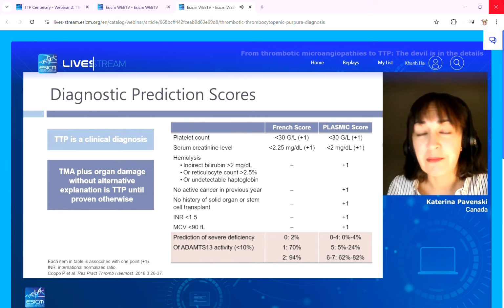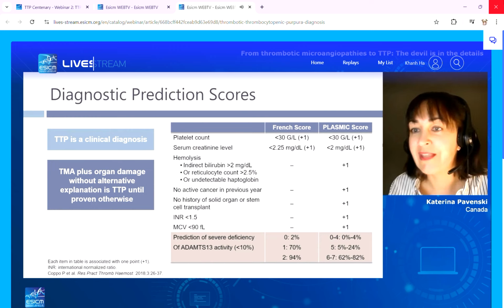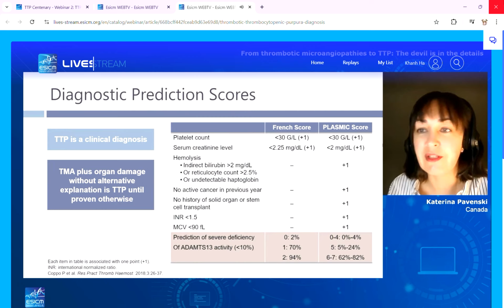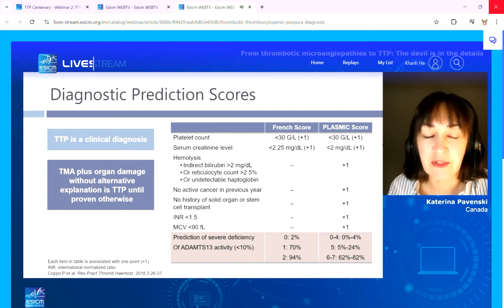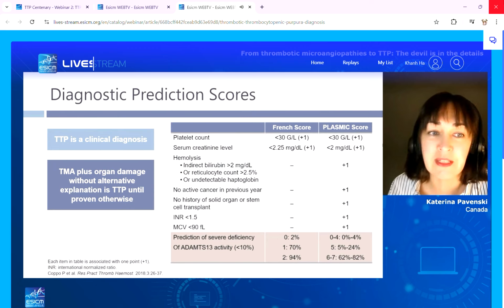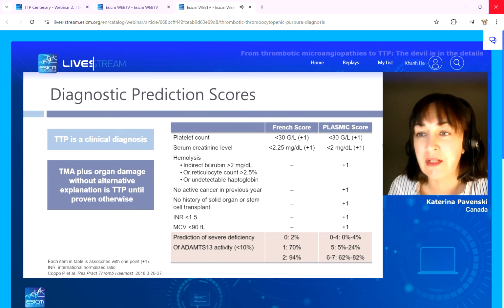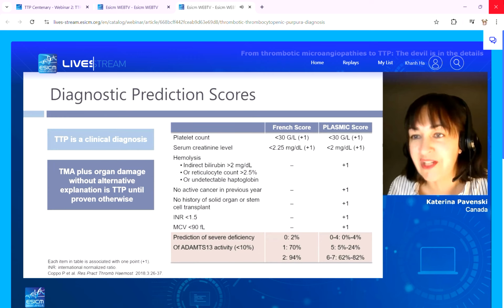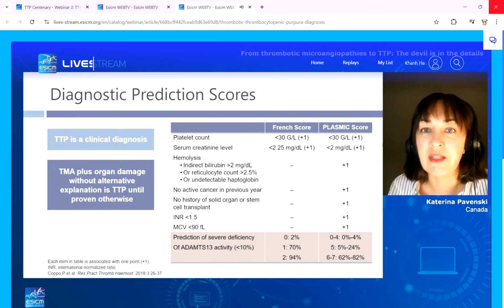Again, very important to point out, scores are really good. They might be very helpful. Nevertheless, TTP is a clinical diagnosis, and any TMA with organ damage without alternative immediate explanation is TTP until proven otherwise. There are a number of groups, again, pointing out pediatrics and elderly, where the prediction scores may not perform well, and you may miss the diagnosis.